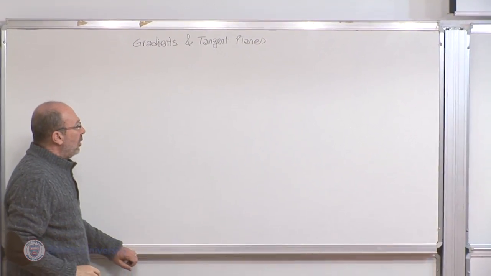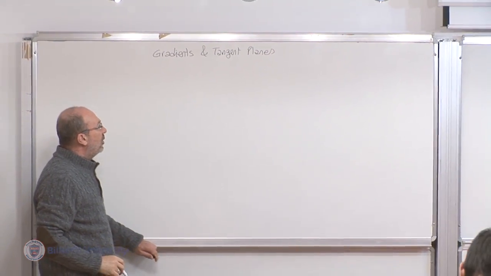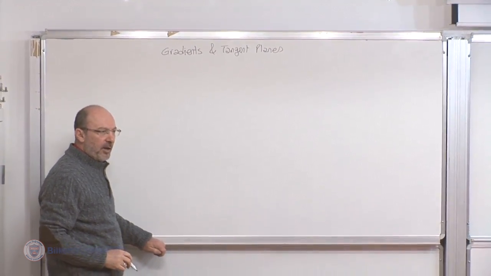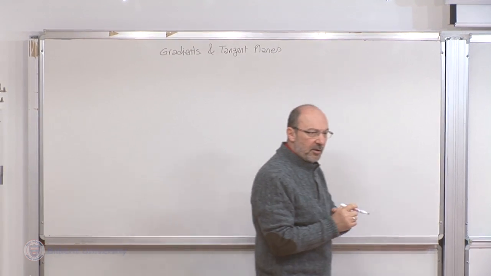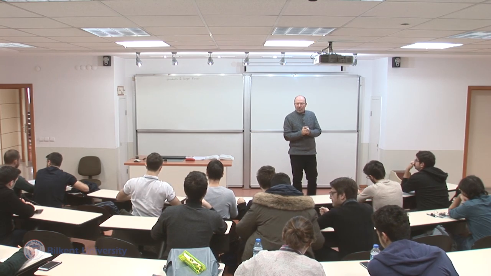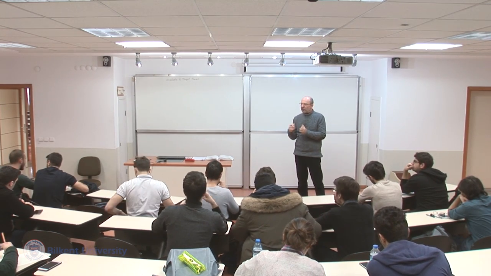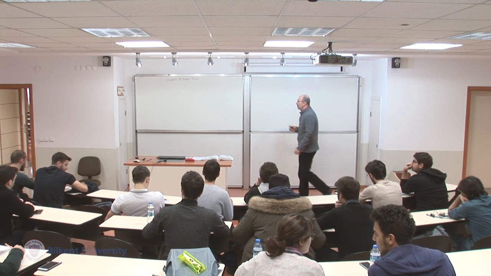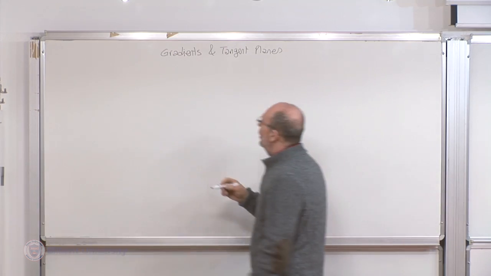So this story started to understand the rate of change of a function of two variables. We looked at partial derivatives, and then we realized that partial derivatives calculate the rate of change either in the x direction or in the y direction. So we said, what happens in other directions? So let's start from there again.